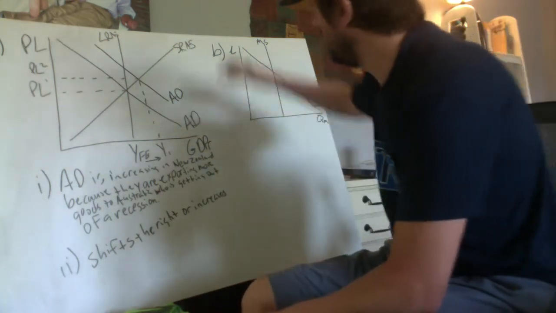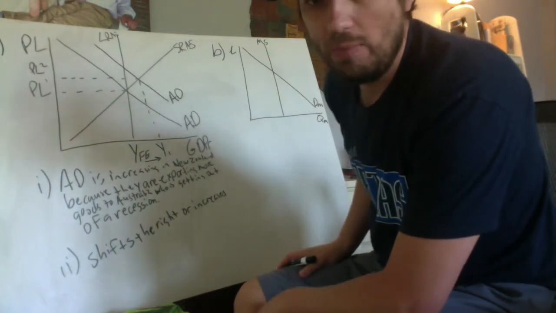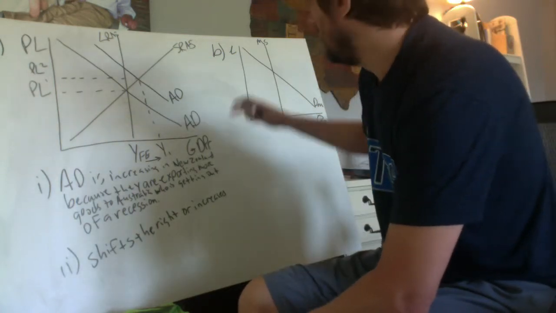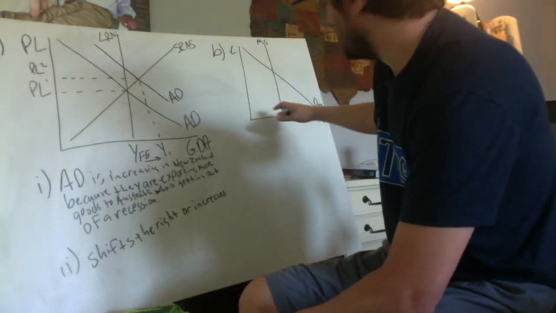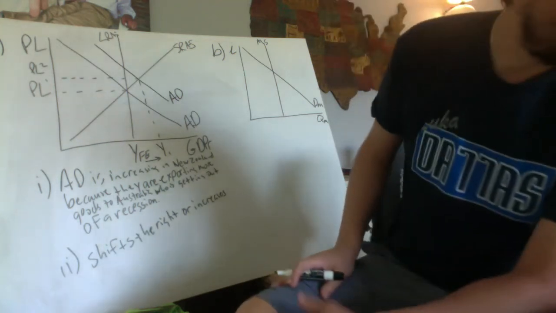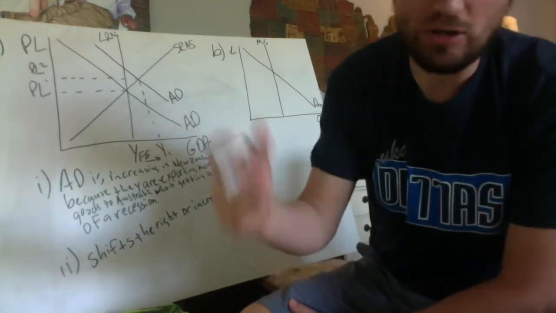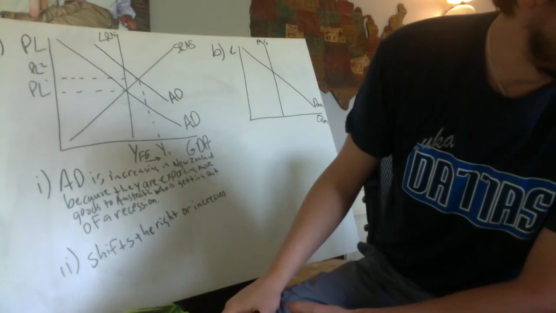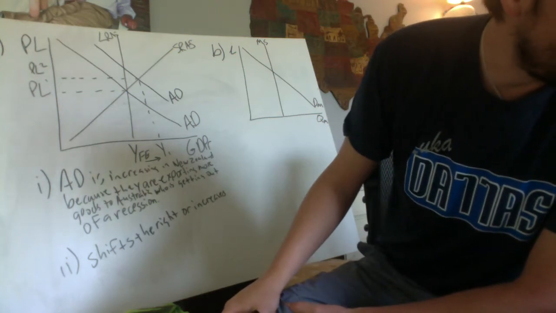Okay, my demand for money is downward sloping because as the interest rate decreases, more money is going to be demanded. Okay, all right. And you should have got that in your notes. Now let's look at what happens to the demand for money.